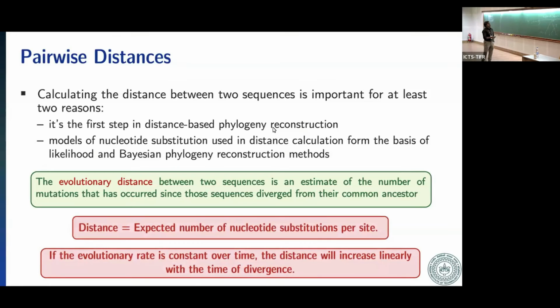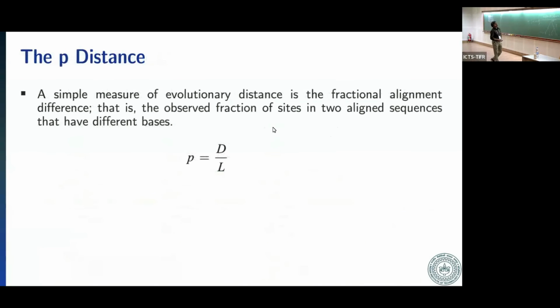One way that we can compute this distance is to compute the expected number of nucleotide substitutions that are happening for every site. This is just an average measurement or expectation over the number of sites that we are talking about, right? And if we assume that the evolutionary rate is constant over time, the distance is actually going to increase linearly with the time of divergence. Let's see a very simplistic measure of distance.